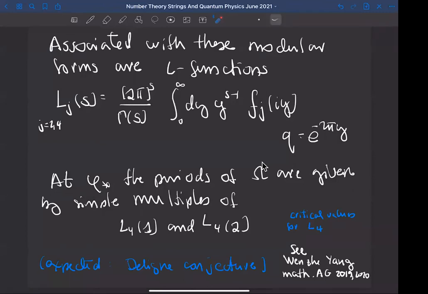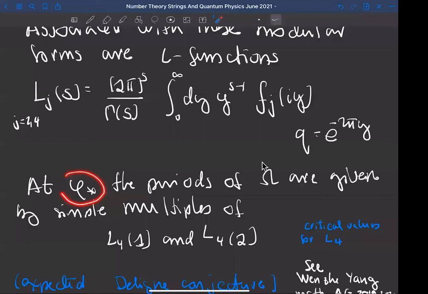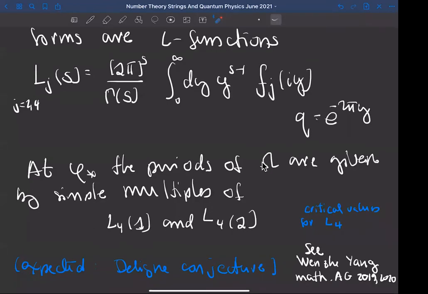So you can, in fact, associated to these modular forms, these f_1 and f_2, write down functions, and what you find also is that at phi star, the periods of omega are given by simple multiples of L values, right? So these are critical L values. This was expected from the Lynch conjecture, and there is a very nice set of papers by Wen Zhang that discusses this point. So there is a whole amount of arithmetic that is coming out of these attractor points.